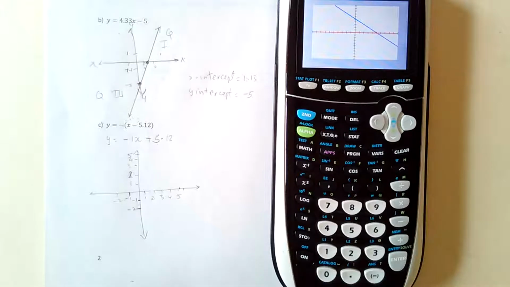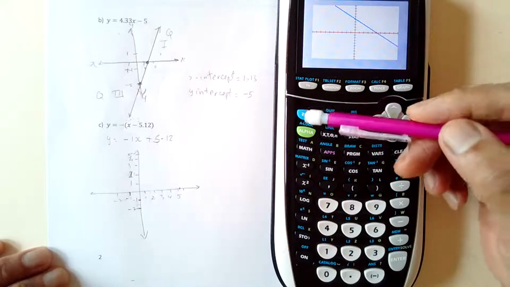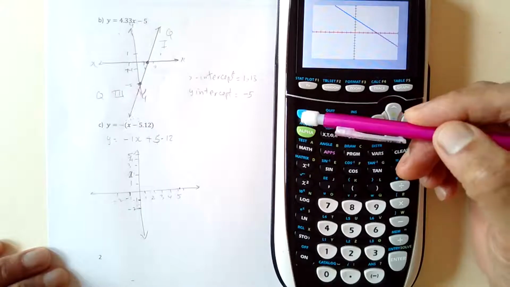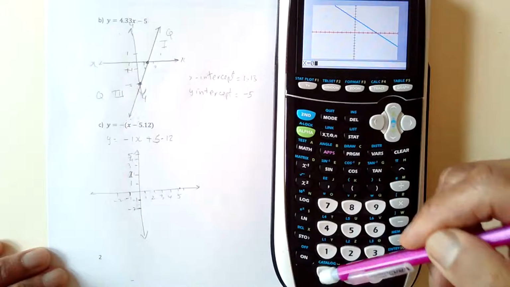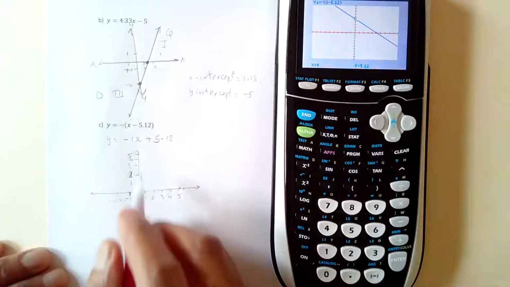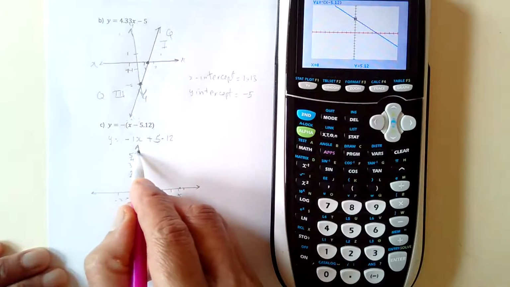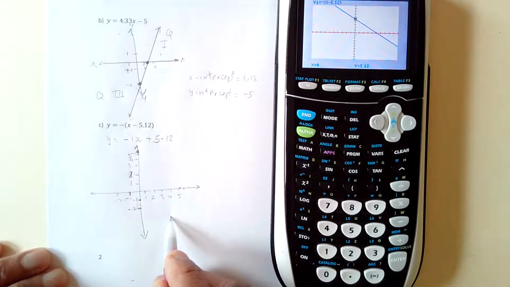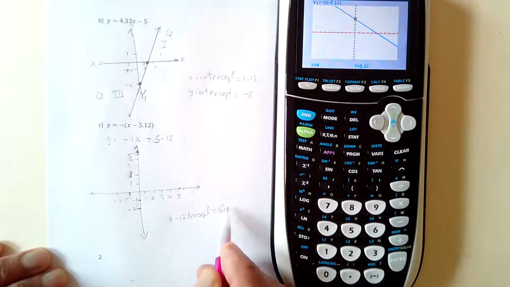So we'll find that using our graphing calculator. Let's find the y-intercept first. Second trace, enter x equals 0, y equals 5.12. So we know 5.12 up here. So the y-intercept is 5.12.